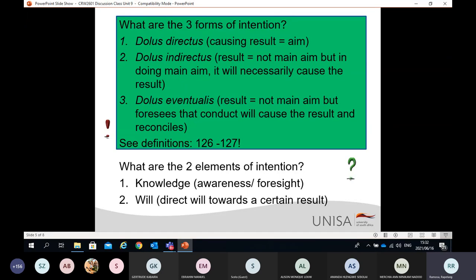The last two cases are in your tutorial letter 102. Please bear in mind that tutorial letter 102 is part of your study material. You need to study the information that relates to content in tutorial letter 102 just as much as you study the content in the study guide. That is equally examinable as the material contained in the study guide. Now, Humphreys is the one that really set the ball rolling as to the controversy around dolus eventualis, especially in the case of road traffic accidents.